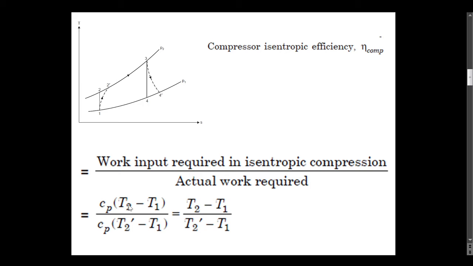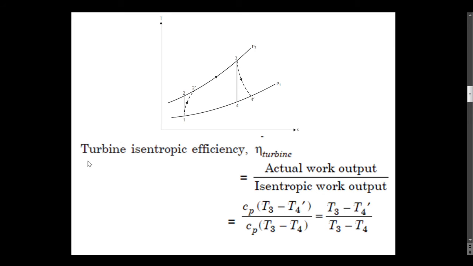So this equation is written here. Cp is common, we can cancel it, and we get T2 minus T1 upon T2 dash minus T1. So in short, we can write the isentropic efficiency of compressor is the isentropic temperature rise to the actual temperature rise. Next, we'll define the turbine isentropic efficiency.